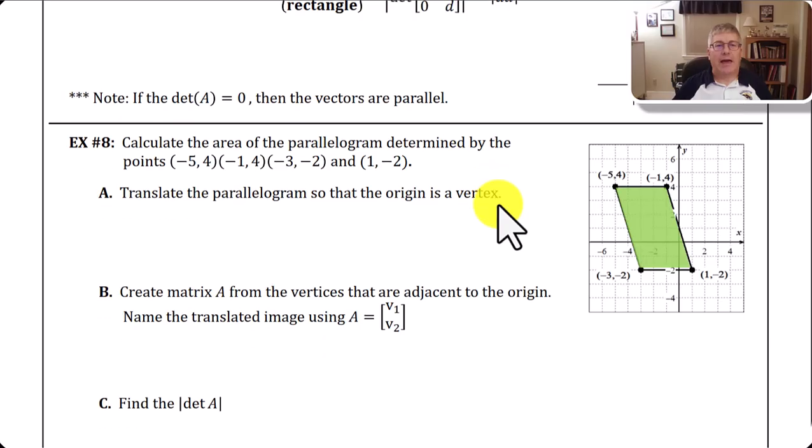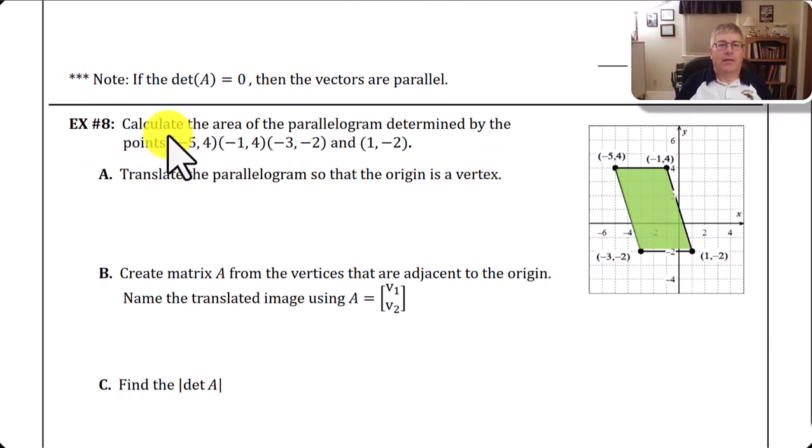Well, let's take a look at example 8. We're asked to calculate the area of the parallelogram determined by the points negative 5, 4, negative 1, 4, negative 3, negative 2, and 1, negative 2. I'm going to label those points A, B, C, and D, in a clockwise order. So negative 5, 4 would be A, negative 1, 4 would be B, negative 3, negative 2 is D. Be careful with that. And 1, negative 2 is C.